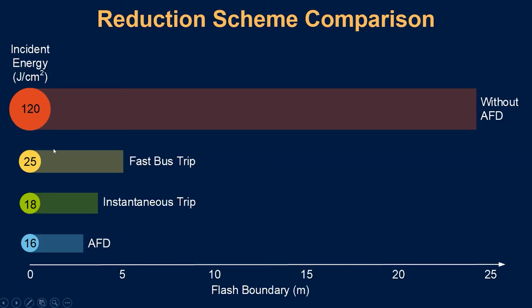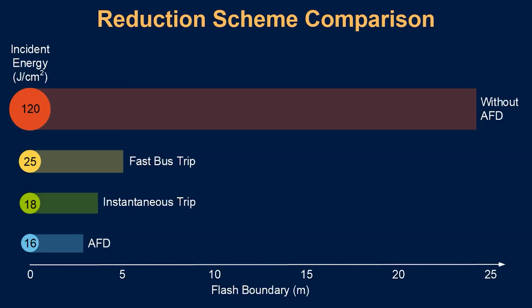Right here at the fast bus trip alone, we get down to about 6 calories per centimeter squared, which means I'm in category 2 PPE. And if we employ the light-based arc flash detection method, this can actually get us down to about 4 calories per centimeter squared. So you can see, even though fast bus trip or an instantaneous trip, these solutions help us reduce the arc flash incident energy. Going even just a little bit further with the light and current-based arc flash detection method could even be the difference in getting down to the next lowest category for your PPE.